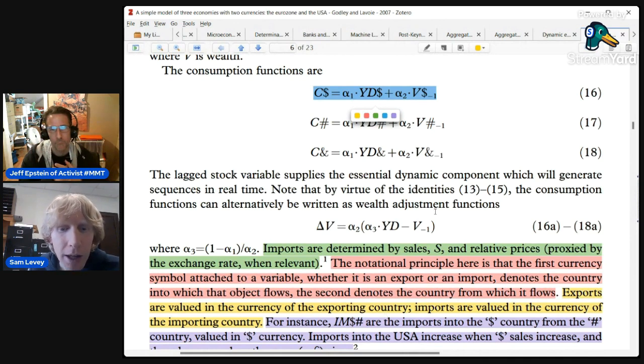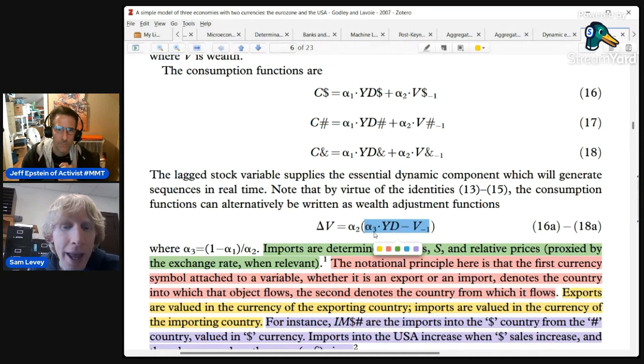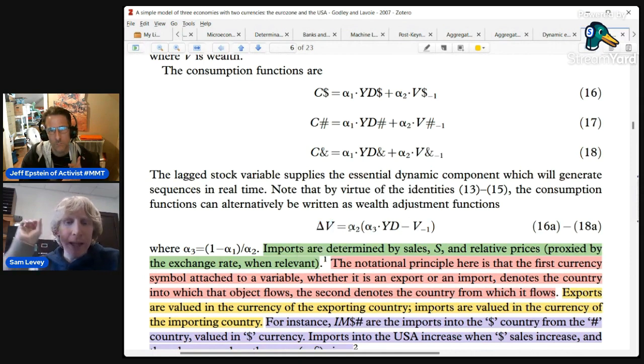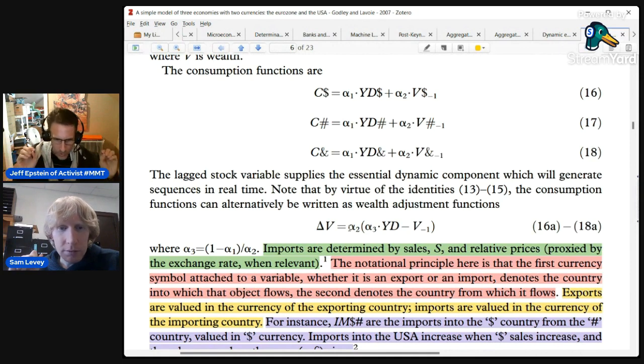So when your wealth is this particular value here, alpha 3 times your income, which is some multiple of your income, and when your wealth is equal to that number, then your change in wealth is going to be 0. What that means is you consume exactly your disposable income so that your wealth doesn't increase or decrease.